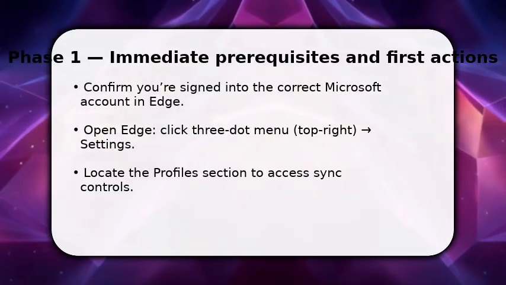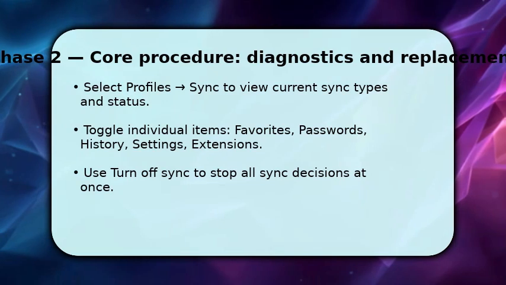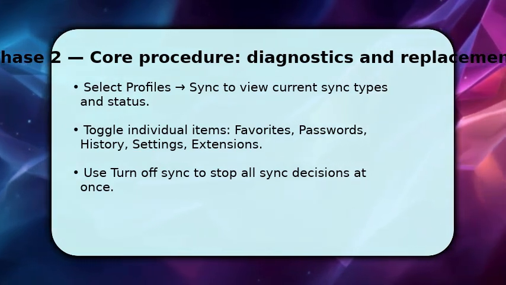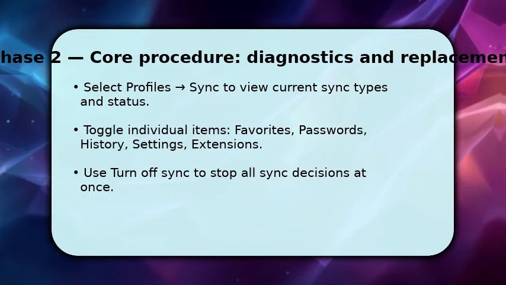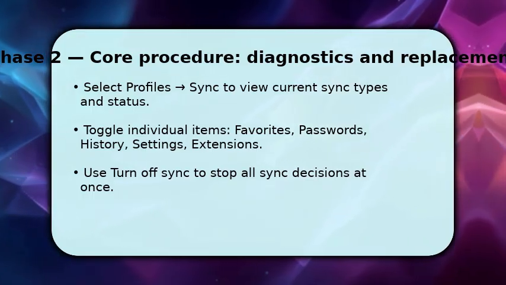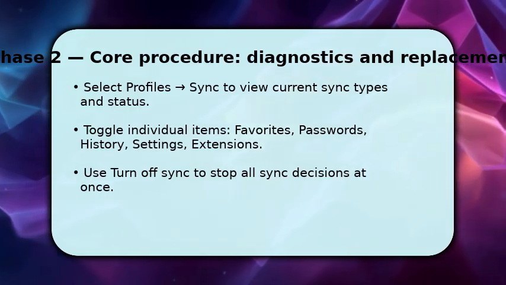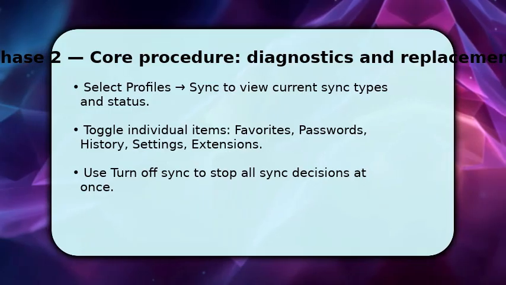In Profiles, tap Sync to open a detailed list of synced items. You can toggle individual categories, for example, turn off passwords or history if you want selective control. If you prefer to stop everything, click Turn Off Sync. That immediately halts syncing to Microsoft servers while retaining data locally.